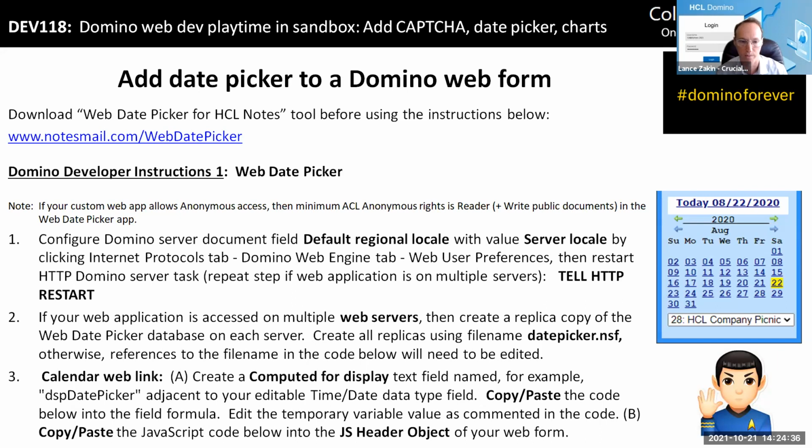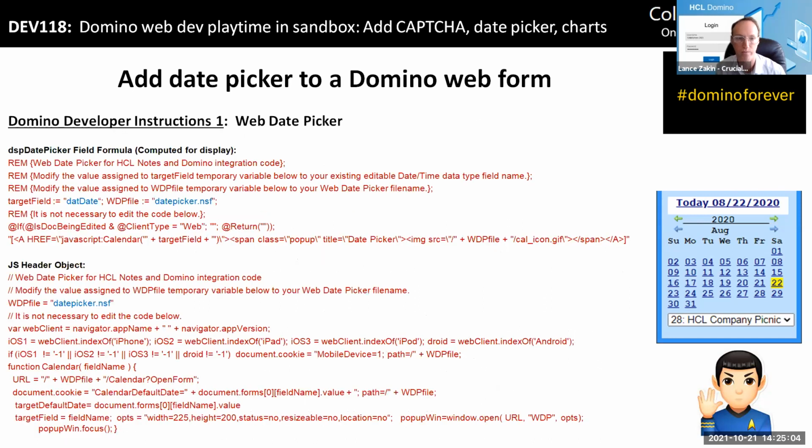Step 3, calendar web link. A, create a computed for display text field named, for example, DSP date picker, adjacent to your editable time date data type field that you already have on your Domino web form. Copy paste the code below into the field formula and edit the temporary variable value as commented in the code. And B, copy paste the JavaScript code below into the JS header object of your web form.